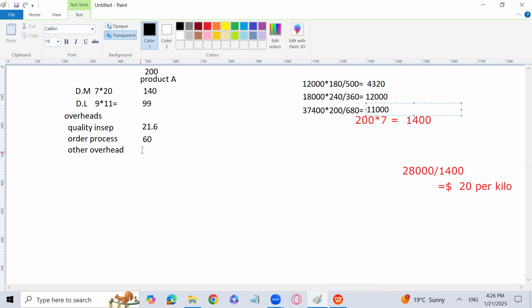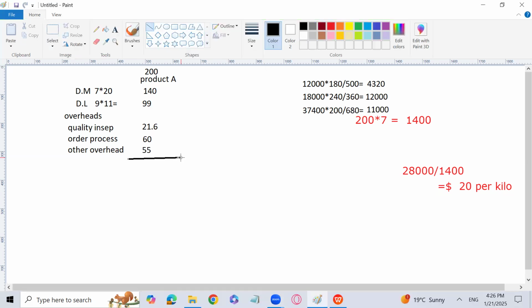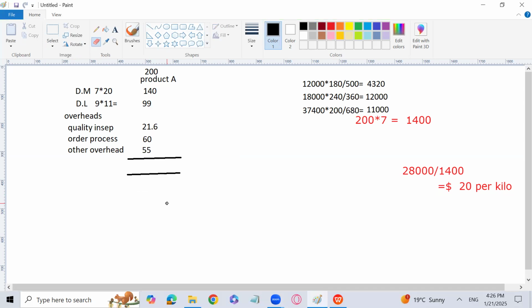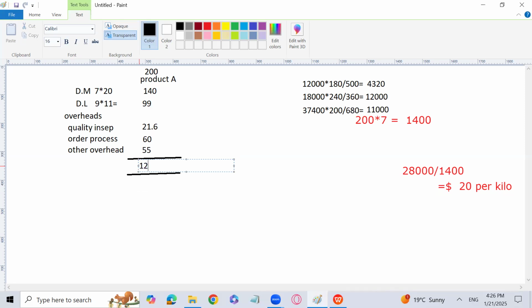11,000 divided by 200. 55 is going to be the other overhead per unit we have calculated. Now I will go for the total of overheads, and then I will go with the selling price also. So what is the overhead cost per unit? 136.6. So the overhead cost per unit is 21.6 plus 60 plus 55. 136.6 plus 140 plus 99, you will get the total cost per unit.